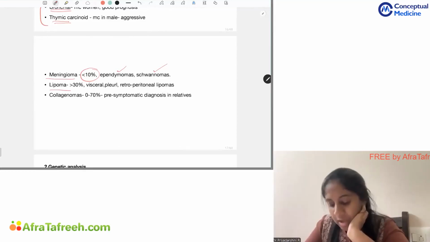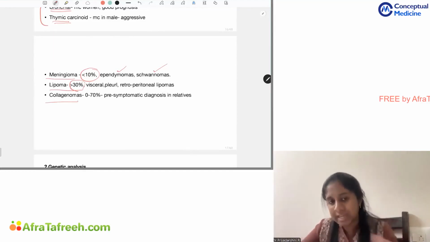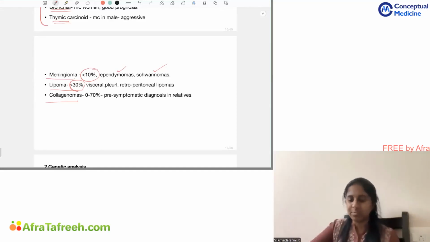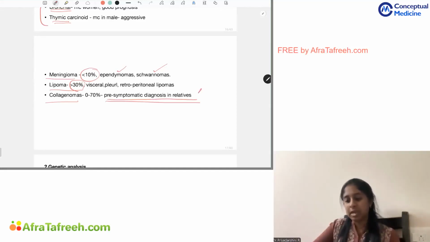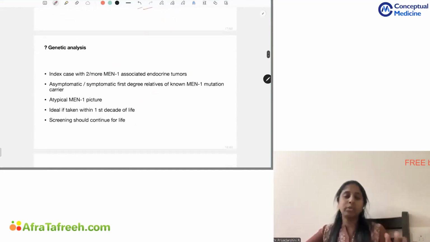Lipoma, around 30% will have. This could be in visceral, pleural, pericardial areas also. Cholangiomas have a varying incidence, and usually, if a relative of a MEN1 patient has cholangioma, it is strongly indicative that he is going to exhibit some feature of MEN1 syndrome. So it is a pre-symptomatic diagnosis in relatives. If they are having multiple cholangiomas, ask for a history of MEN1 syndrome in any of their family members. You just ask them.